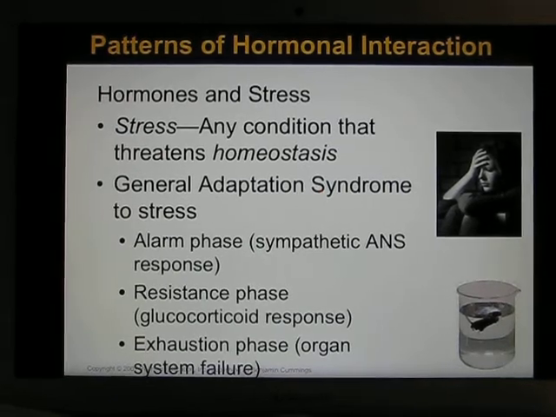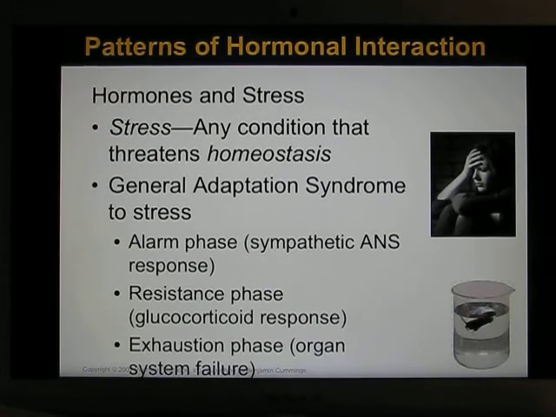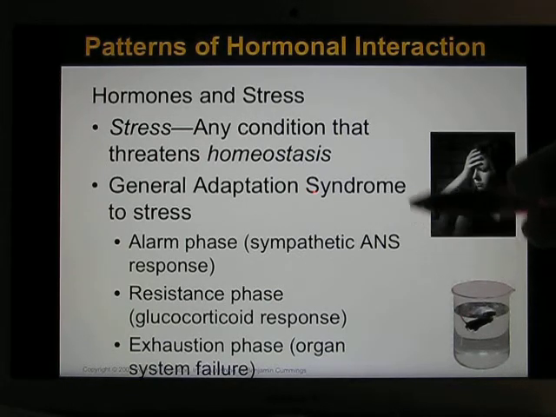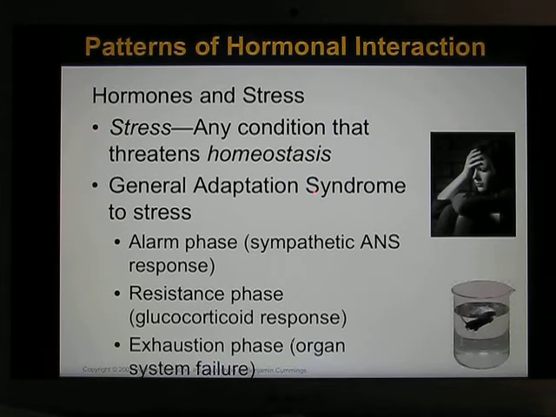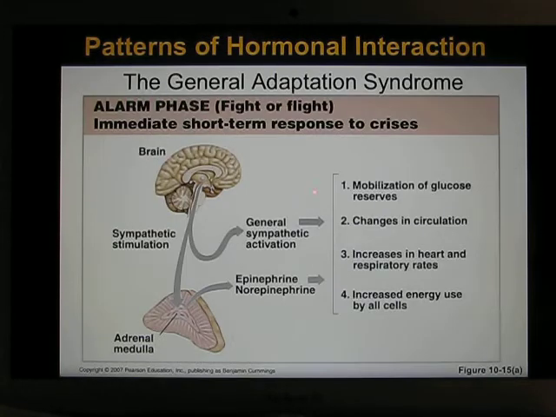And now let's look at the stress hormones when it goes wrong. When you have stress, it can threaten your stress hormone homeostasis. Stress can be divided into 3 phases: the alarm, the resistance, and the exhaustion. The first is the alarm phase. In the alarm phase, something dangerous happens, and your body is in fight or flight mode.